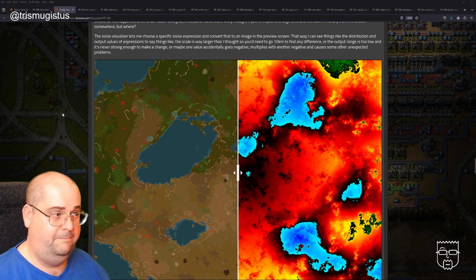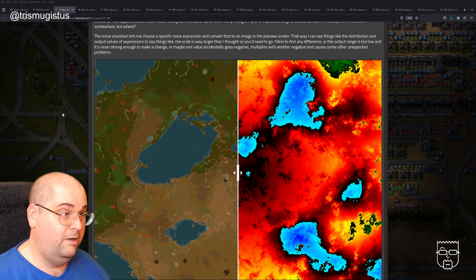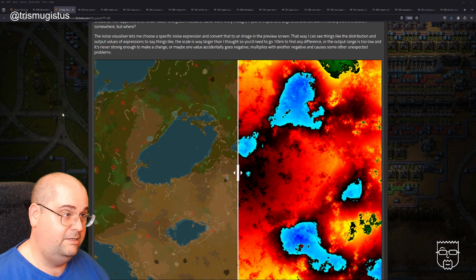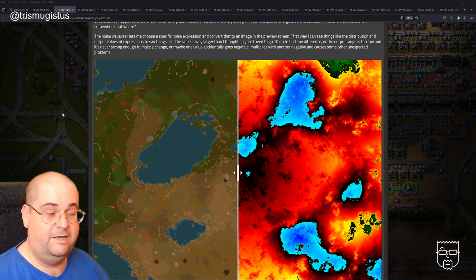in the preview screen. That way, I can see things like the distribution and output values of expressions to say things like, the scale is way larger than I thought, so you'd need to go 10 kilometers to find any difference, or the output range is too low and it's never strong enough to make a change. Or maybe one value accidentally goes negative, multiplies with another negative, and causes some other weird, unexpected problem.